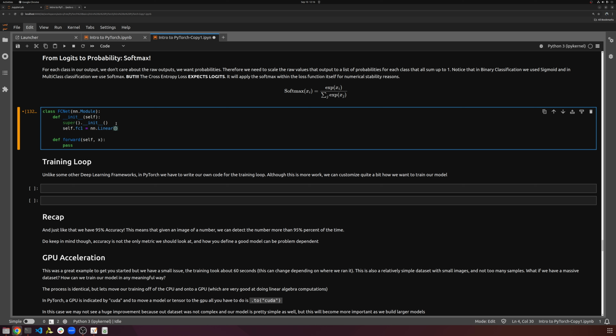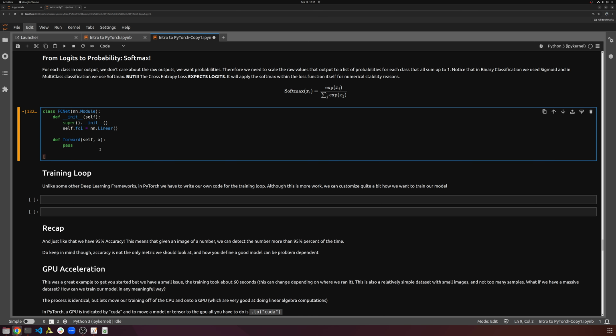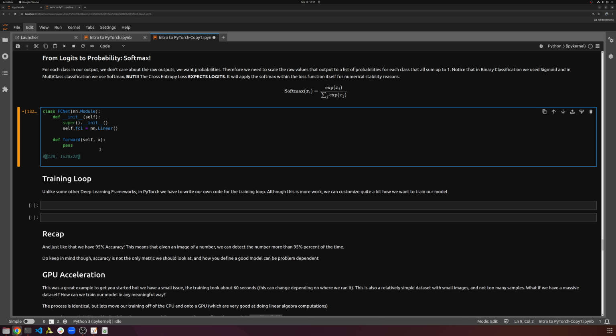But the first question is, what is the input? What exactly is the input to this model? Well, how many pixels do we have? Let's take a look here. We have 128 images, and each image is 1 by 28 by 28. So we can actually take this and flatten it.